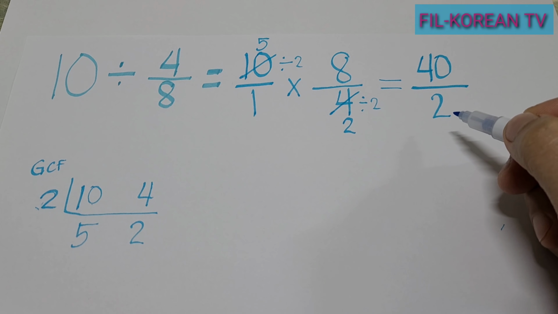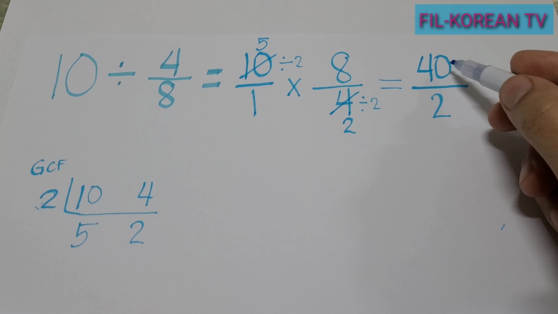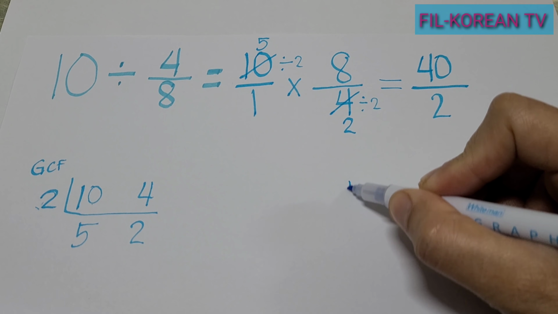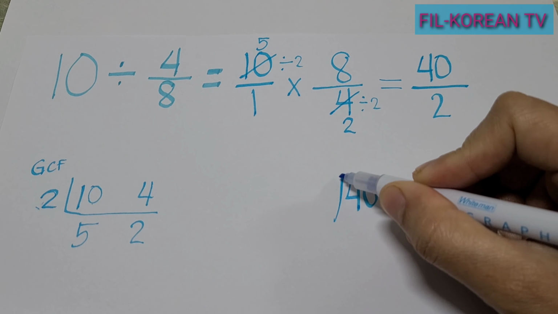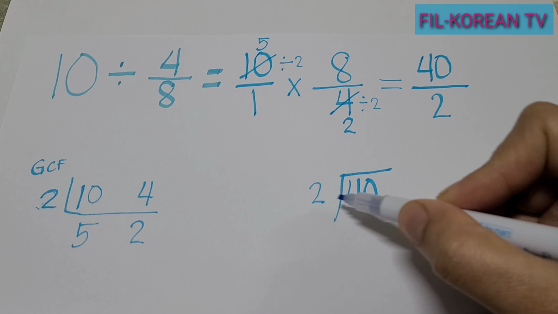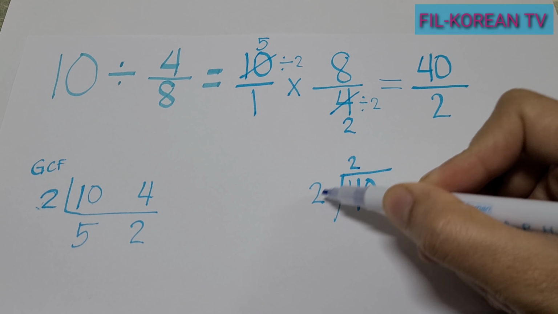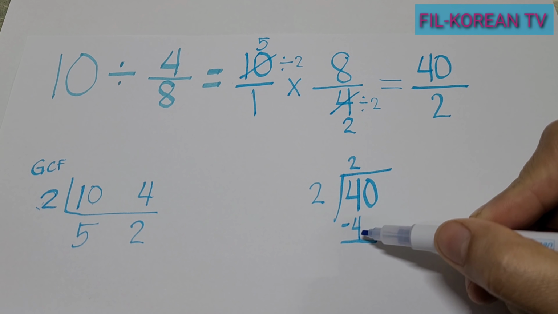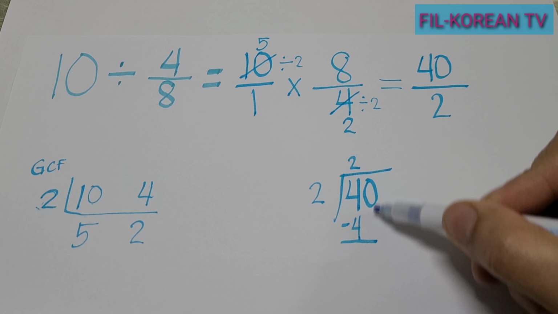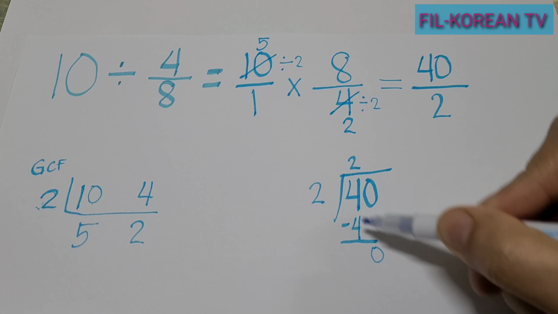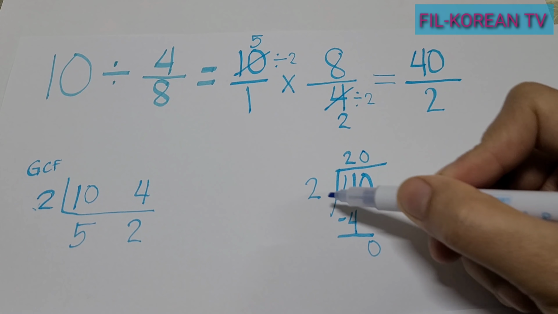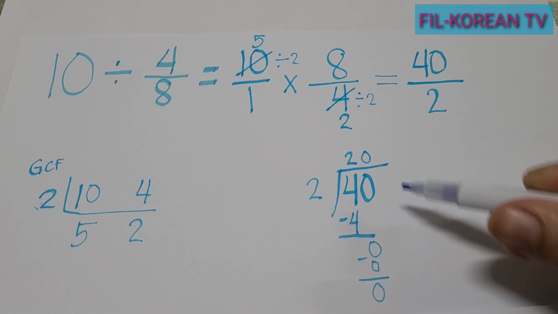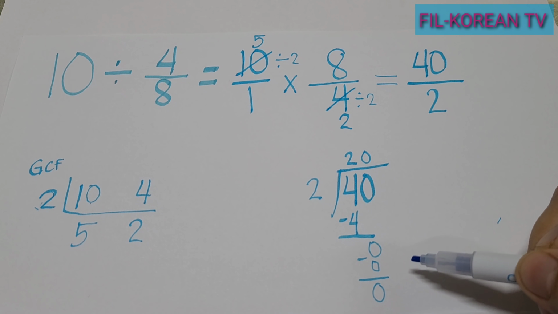Kaya kailangan natin itong isimplify by dividing the numerator by the denominator. So, i-divide natin ang 40 sa 2. 40 divided by 2. 4 divided by 2 equals 2. 2 times 2 equals 4. Okay? Next, 4 minus 4 equals 0. So, hindi natin lalagay yung 0. Bring down 0. 0 divided by 2 equals 0. 0 times 2 equals 0. And then, subtract 0. So, ipinakita ko lamang yung proseso ng pag-divide.